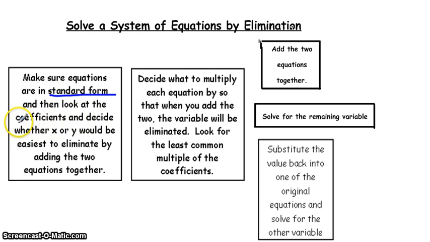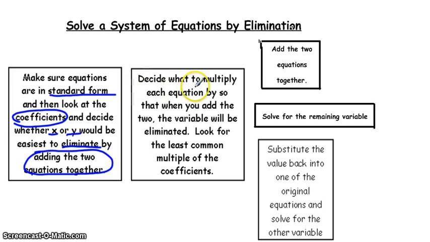We want to decide which of the variables we want to eliminate. Do we want to eliminate the x or eliminate the y? And we're going to do that by looking at the coefficients and by adding the two equations together.